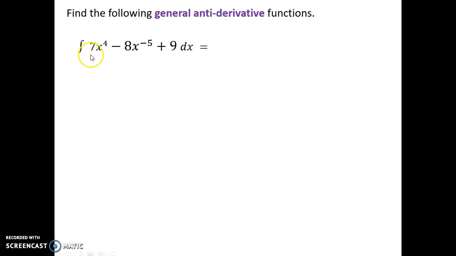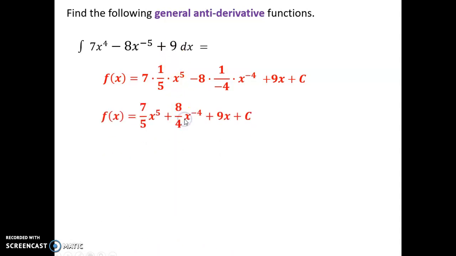I want the general antiderivative of this function. This symbol indicates that. So I'm going to pull out the 7. Then this becomes 1/5 x to the 5th. I'm going to pull out the -8. This becomes 1/-4 x to the -4. And 9 is the linear rule, becomes 9x. And then I just add a c. Simplifying, I get this.